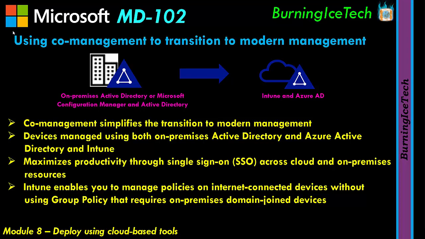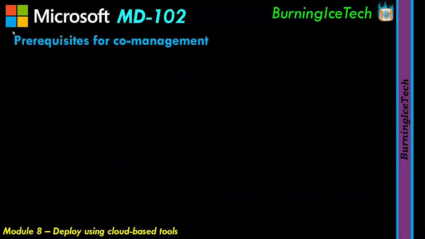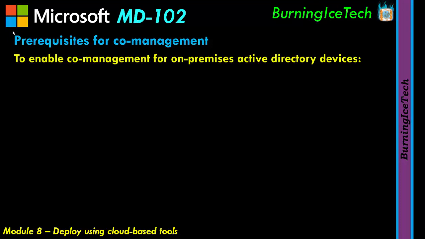So, yeah. Anyway, I'm still on the topic of co-management. Let's talk about the prerequisites for co-management. Yes, there are prerequisites. Just like we were laughing earlier, there's bound to be a catch, and the catch here is there are prerequisites, like usual. Surprise! To enable co-management for on-premises Active Directory devices, guys, these devices must be hybrid Azure Active Directory joined.